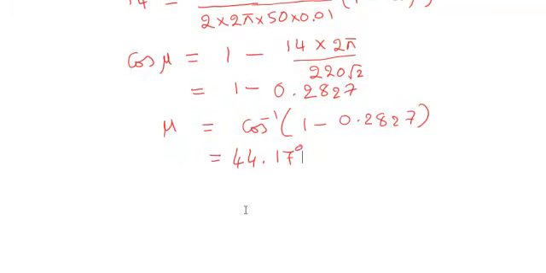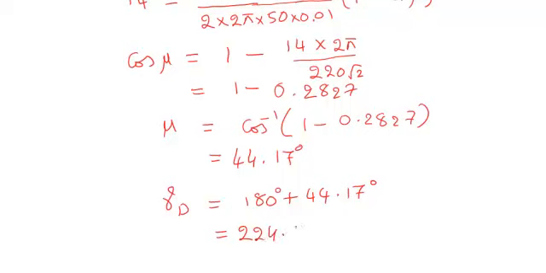Now the conduction angle of each diode will be gamma d equals 180 plus 44.17 degrees. So that means the answer to this question is 224.17 degrees. So that is the answer for this one.